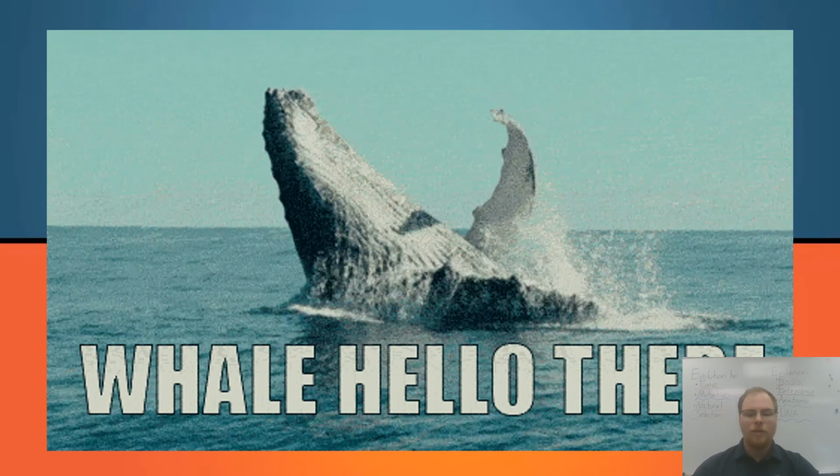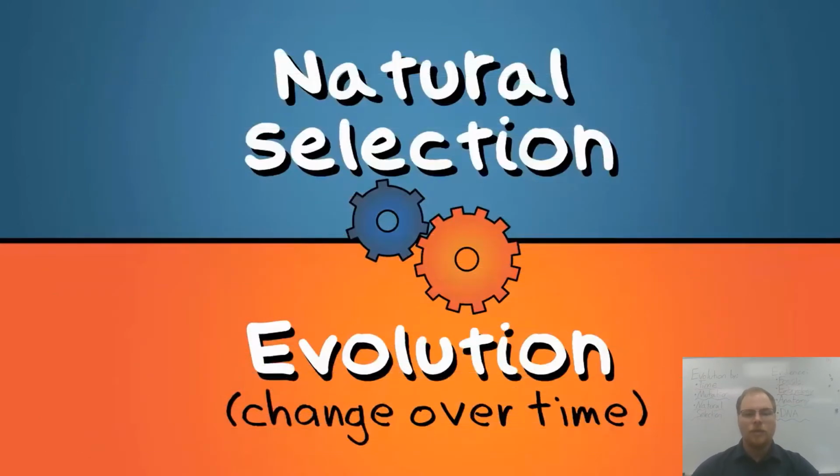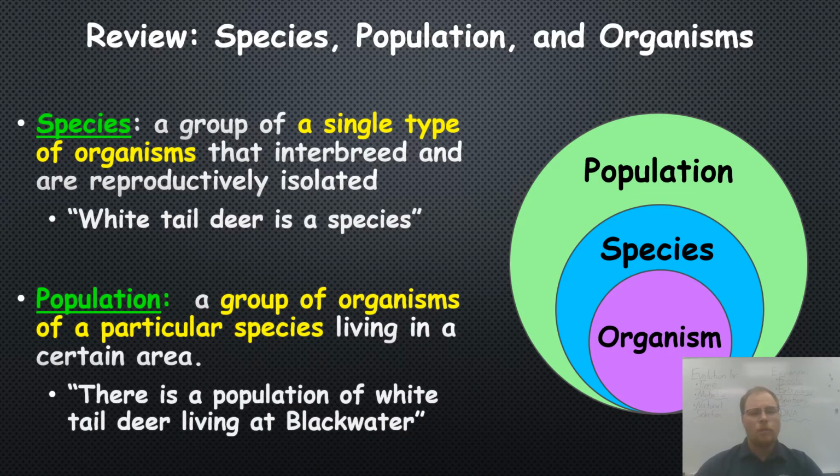We're going to be covering Unit 5, Natural Selection and Evolution. Before we continue on, we should probably review some of the stuff that we talked about before school got let out.